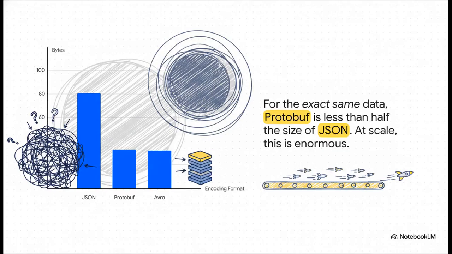And this chart just lays it all out. For the exact same piece of data, JSON clocks in at 81 bytes. But that same data encoded with protocol buffers is just 33 bytes, and Avro gets it down to 32. We're talking less than half the size. Now, when you're pushing billions of messages a day, that difference isn't just a small optimization, it's enormous.